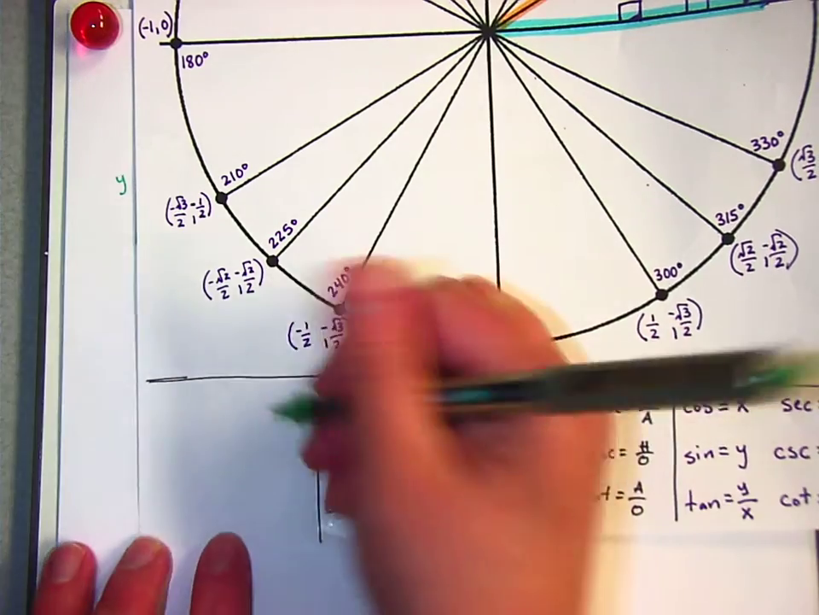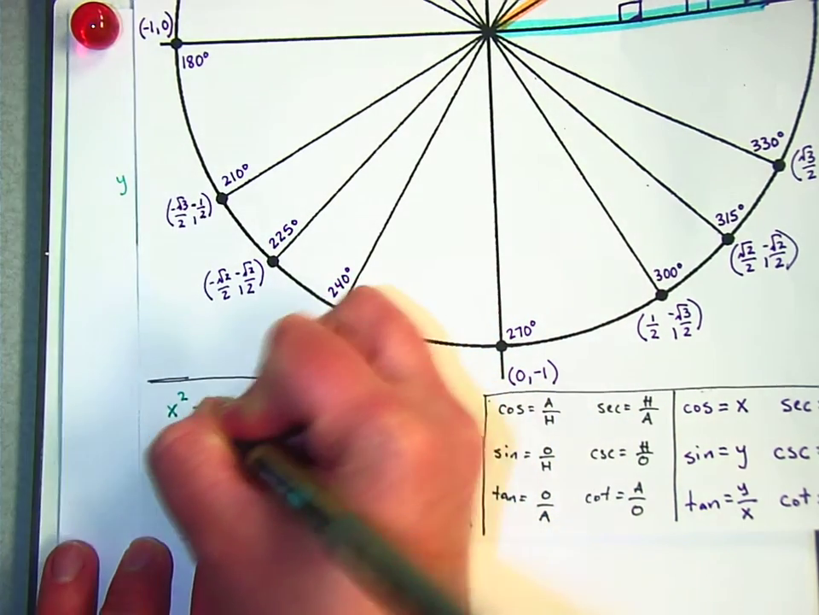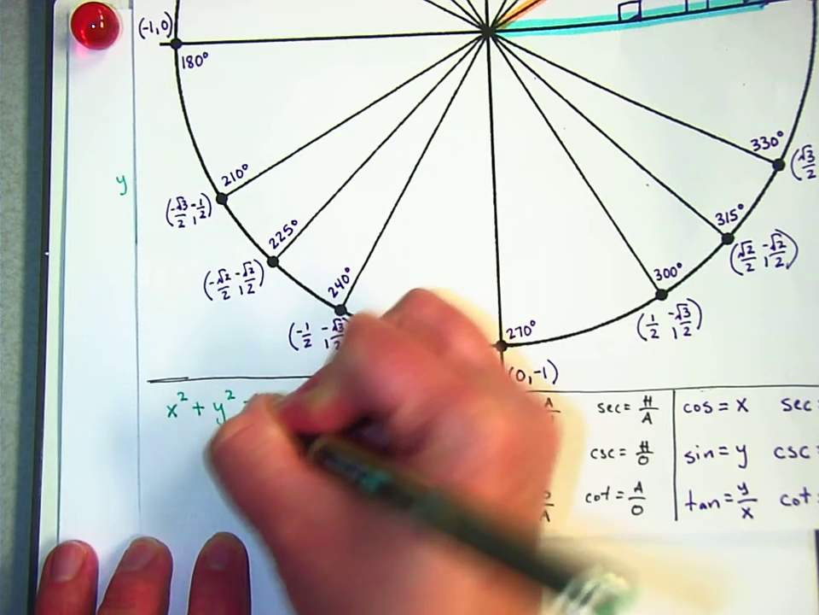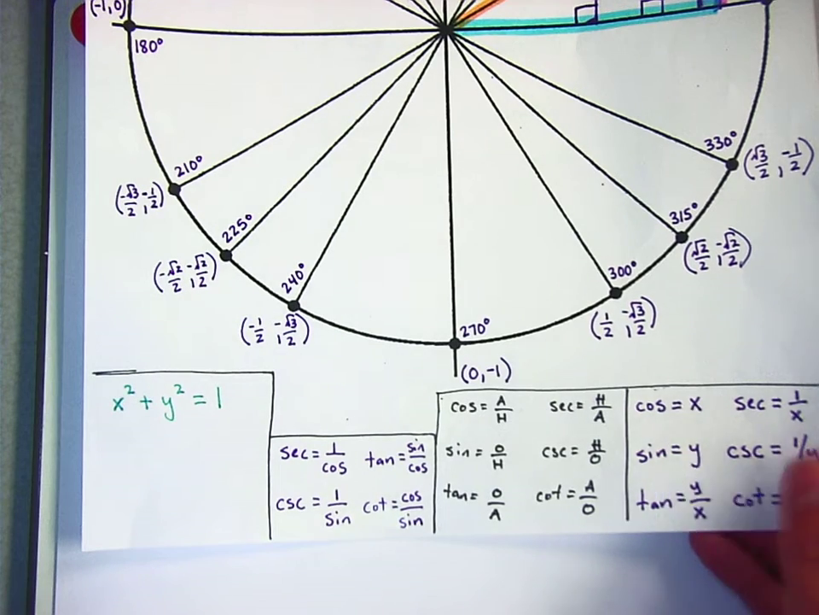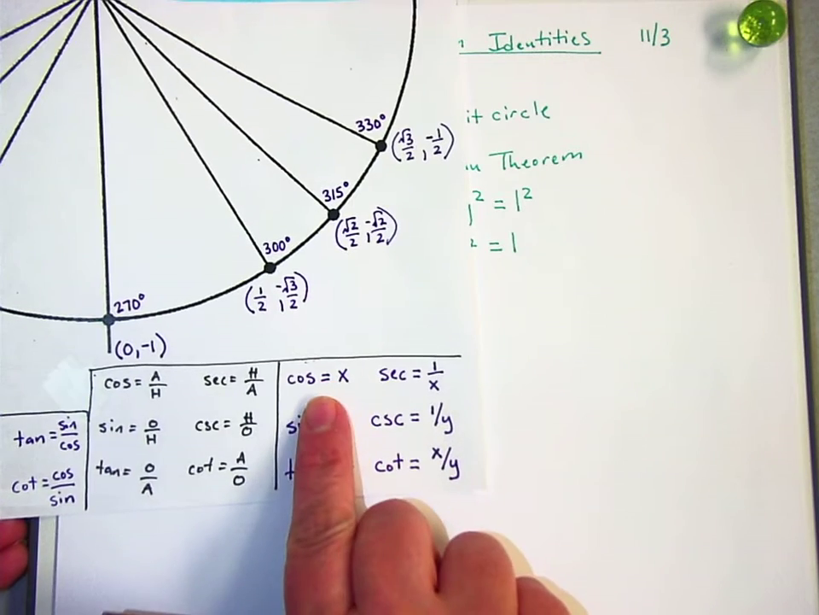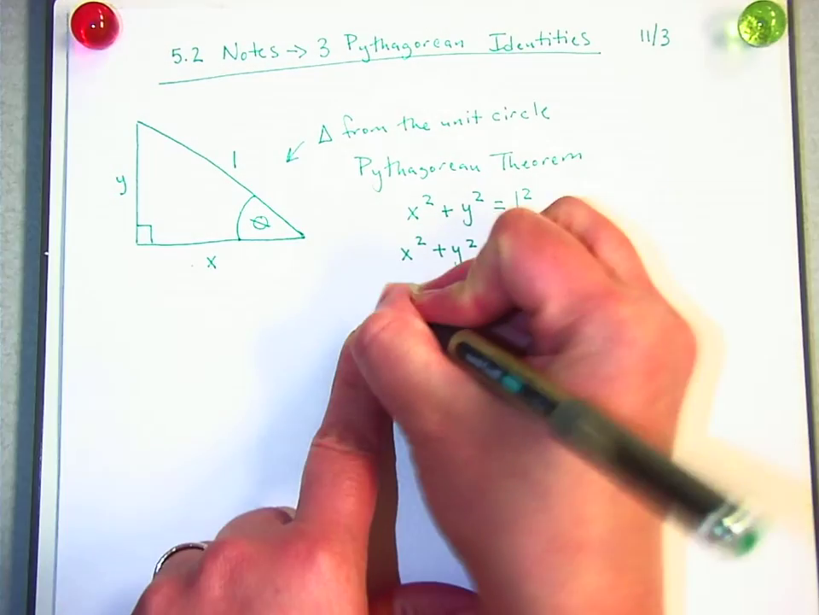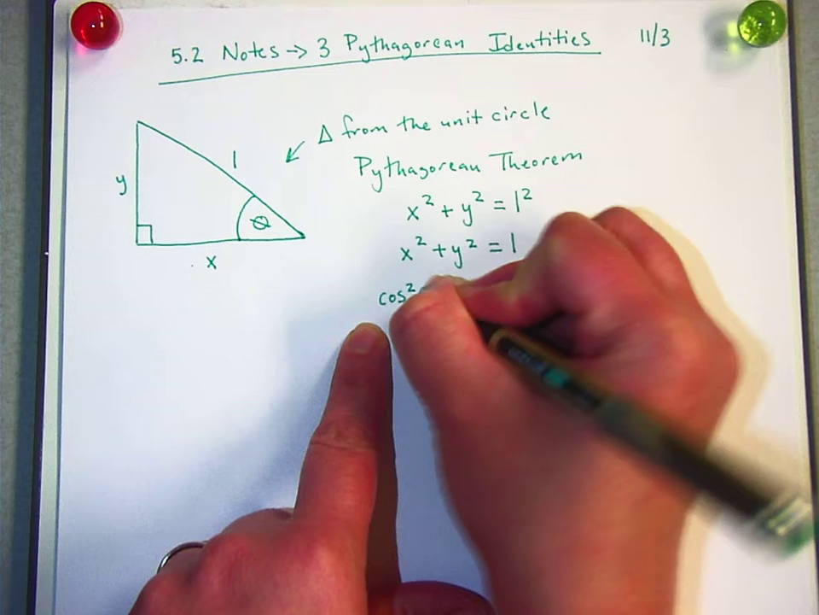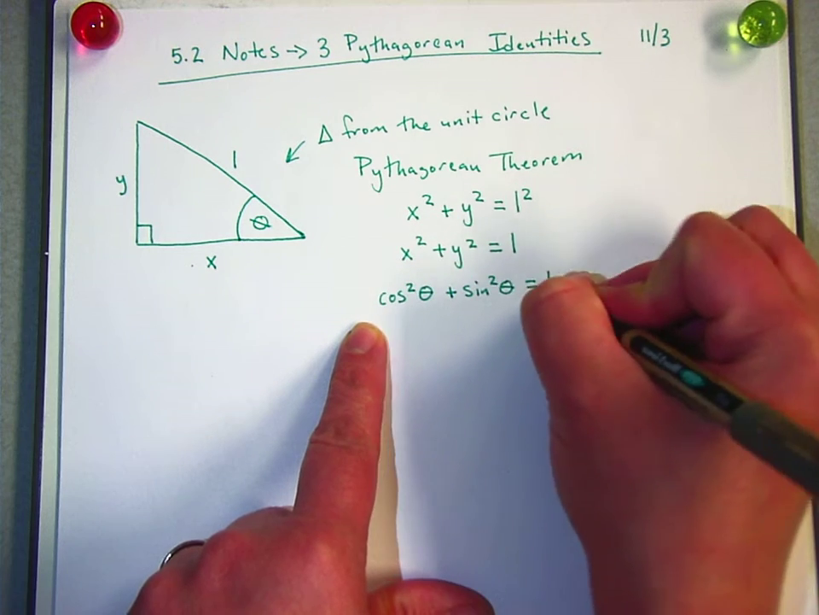In that little bottom corner here, there's going to be room for 4 things, and on the top one, I want you to write x squared plus y squared equals 1. So it looks like this. Okay. Now, we also know from our unit circle that cosine is x and sine is y. So I'm going to actually change this to cosine squared theta plus sine squared theta equals 1.